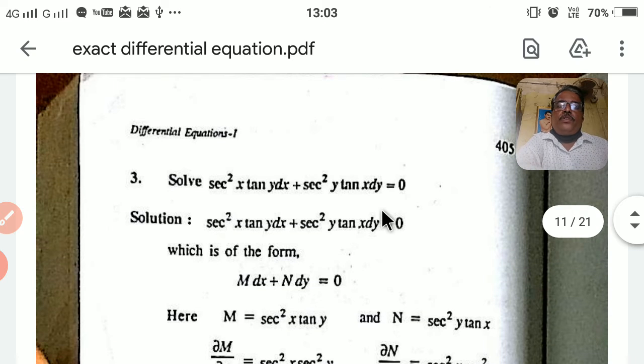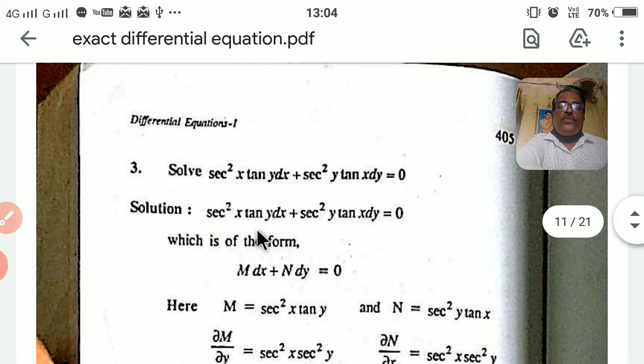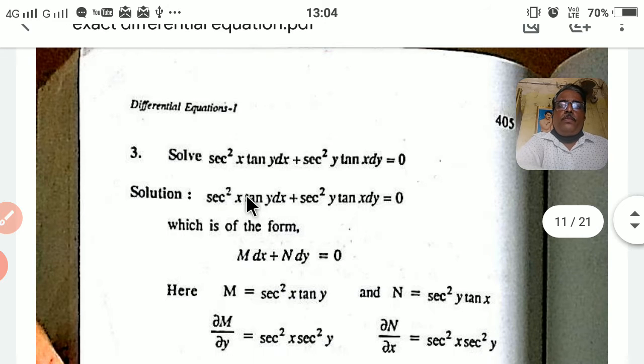So here the problem is: solve sec square x tan y dx plus sec square y tan x dy equal to 0. First, we check the exactness of the given differential equation. That means we first check whether the given equation is exact or not. So now compare the given equation with M dx plus N dy equal to 0.